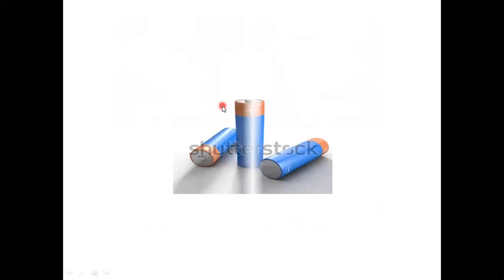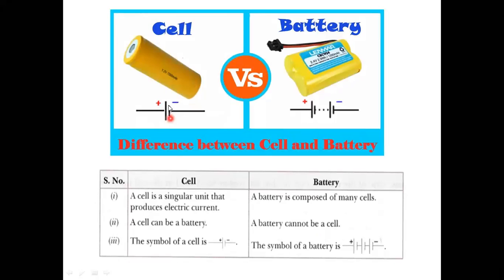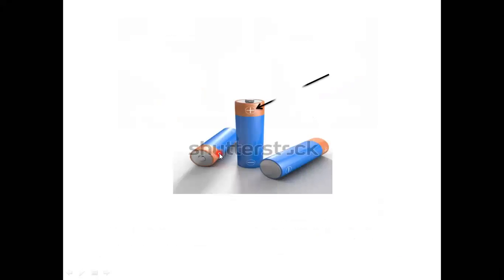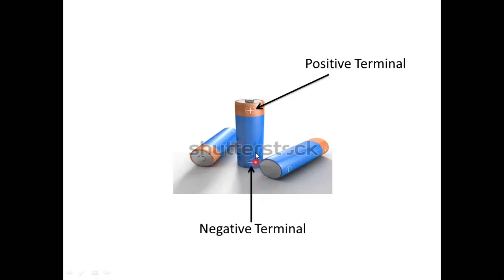Now, this long line denotes the positive terminal, and the short line denotes the negative terminal. Let's learn about terminals. This is a cell, and we can also call it a battery. Here is the positive terminal and here the negative terminal. Let's go back to the lesson.